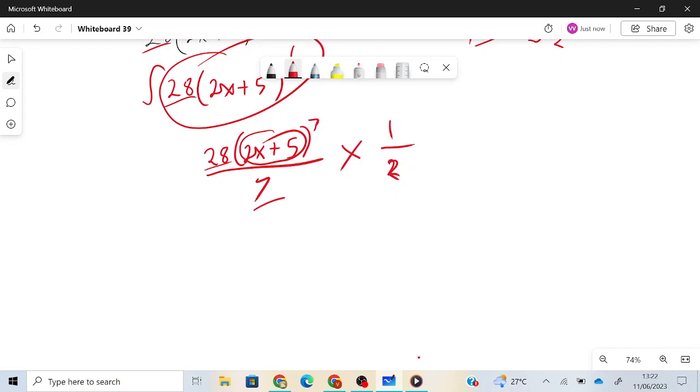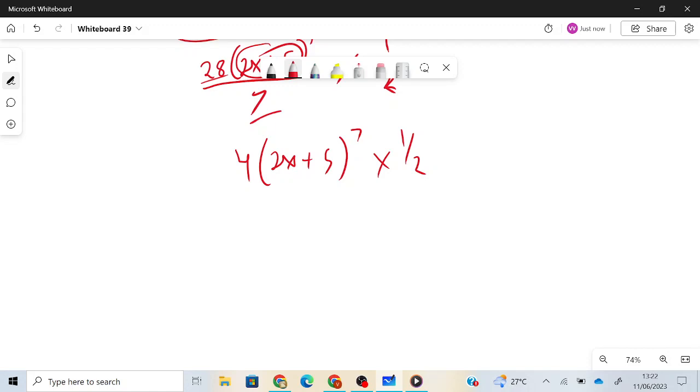Less chances of you getting confused. So 28 divided by 7, that's 4. So we essentially have 4 into 2x plus 5 to the power of 7 times 1 over 2. And this is the same as 2, because 4 times 1 over 2 is 2. So it's 2 into 2x plus 5 to the power of 7 plus c.